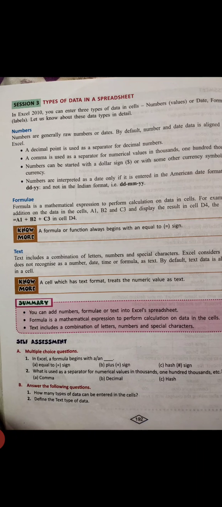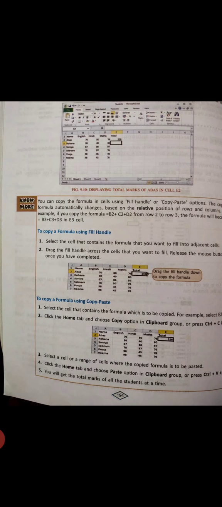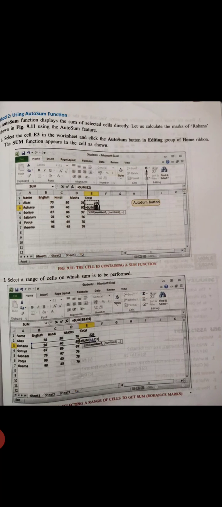Then go for multiple choice questions and question answers, you have to do. Now basic calculation, student, calculation means here you can see addition. Okay, then to copy a formula using fill handle, to copy a formula using copy paste, you have to go through this also. Then using autosum function, autosum is a function which is used to find the sum of data automatically.